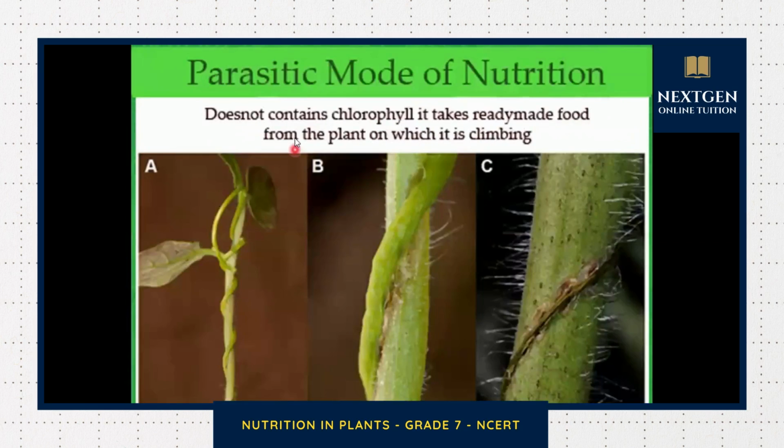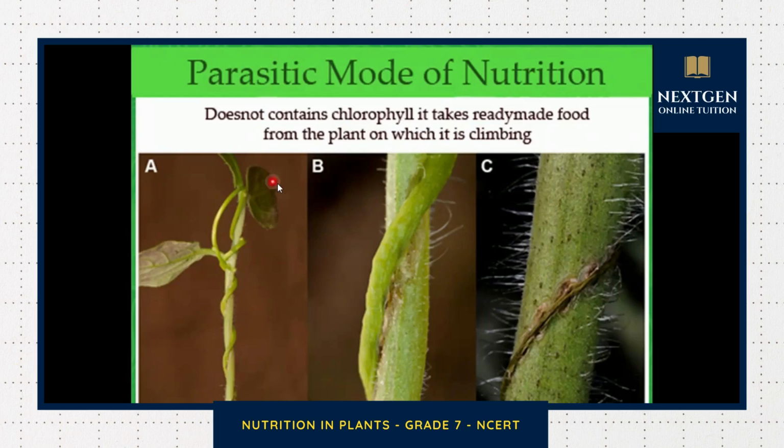Next, we are coming to the parasitic mode of nutrition. There are some plants which do not have chlorophyll. They cannot synthesize their own food. Then how do they survive and grow? Where do they derive nutrients? Like humans and animals, such plants also depend on the food produced by other plants. They use the heterotrophic mode of nutrition.